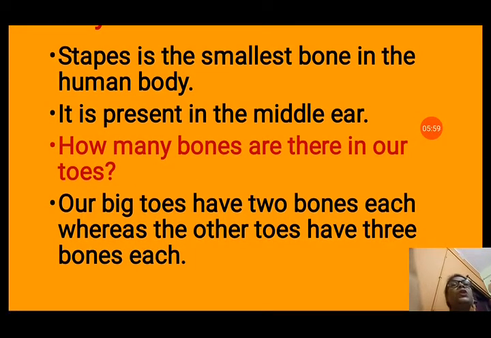Now there is a question, how many bones are there in our toes? Our big toes have 2 bones each, whereas the other toes have 3 bones each. So our big toes have only 2 bones and other toes have 3 bones each.